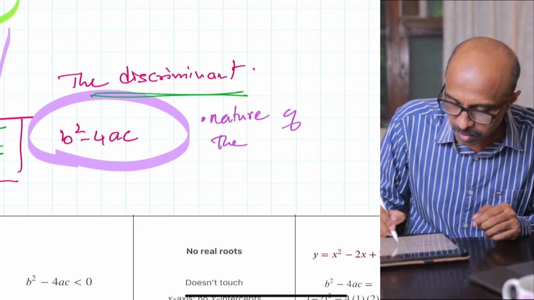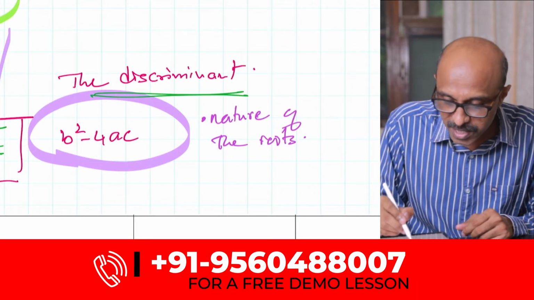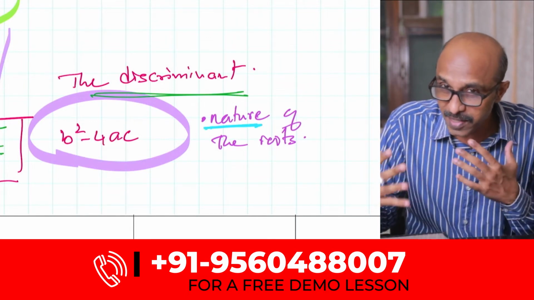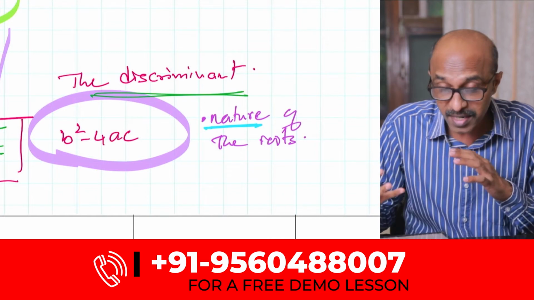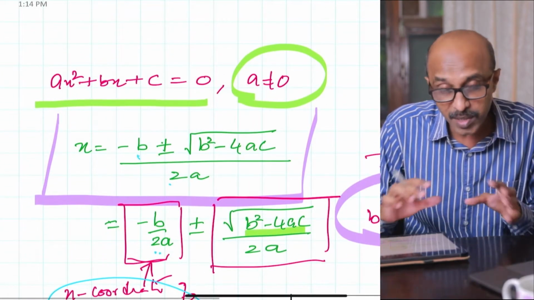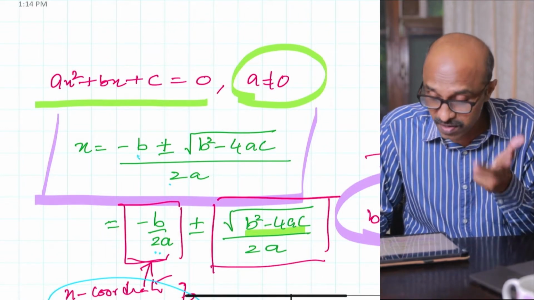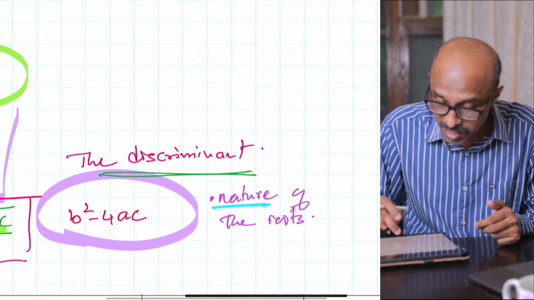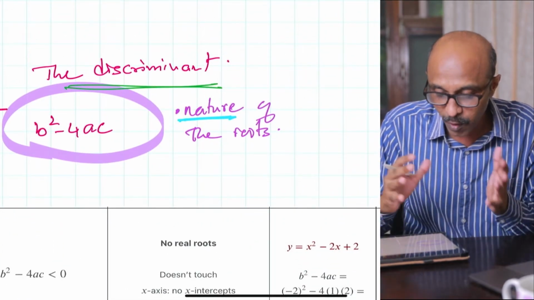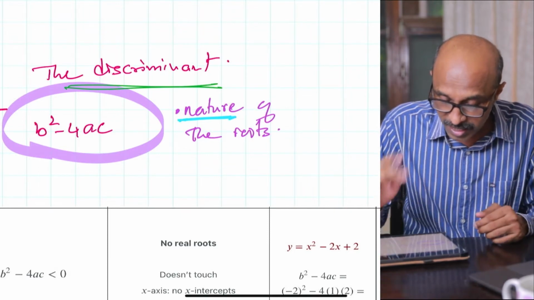This discriminant helps us identify, even without graphing, what the nature of the roots is going to be. If you're given the quadratic equation in its general form, ax squared plus bx plus c, just by identifying a, b, and c correctly and using the discriminant, you'll be able to determine the nature of the roots of that quadratic equation. Let's see what it means.